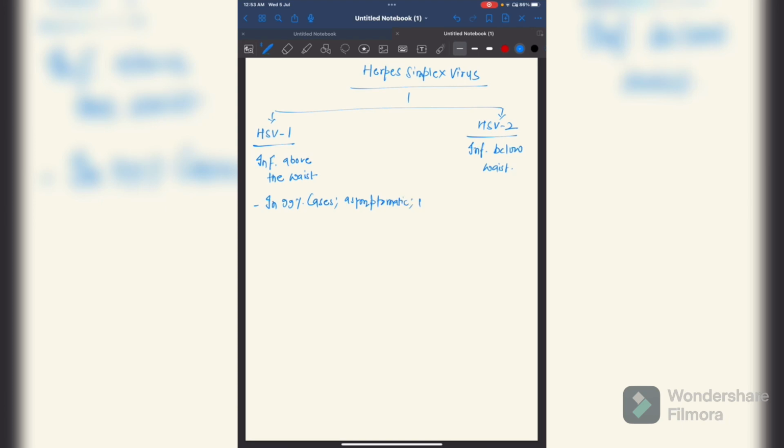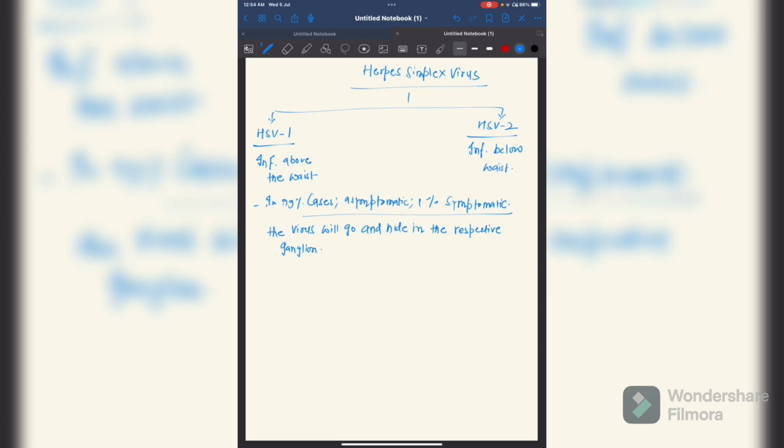Only 1% is symptomatic, and in both of the cases, the virus will go and hide in the respective ganglion. If it is HSV1, it will go and hide in the trigeminal ganglion, and if it is HSV2, it will go and hide in the sacral ganglia. So these two ganglia are affected in the herpes simplex virus.